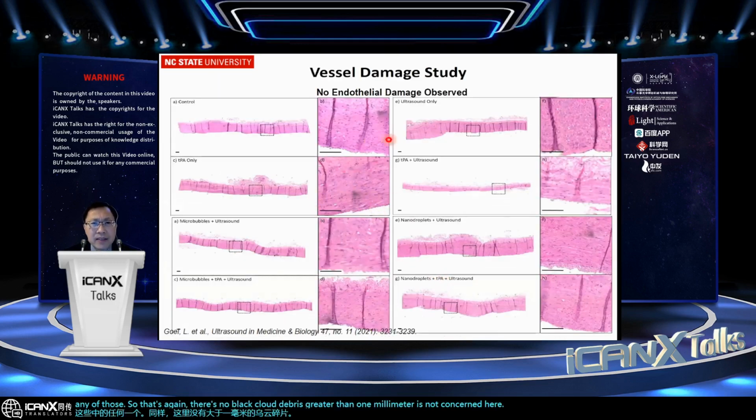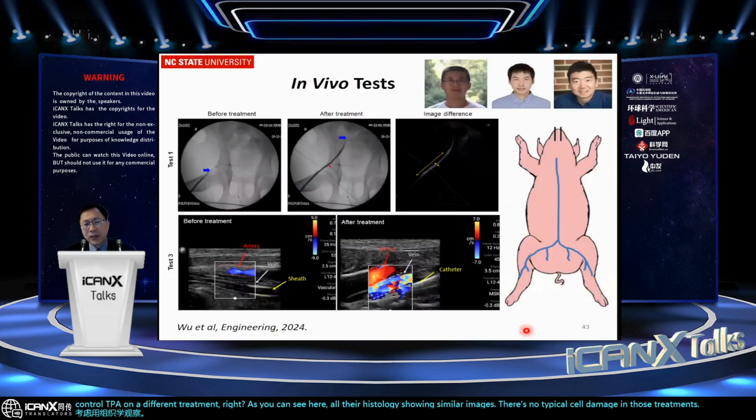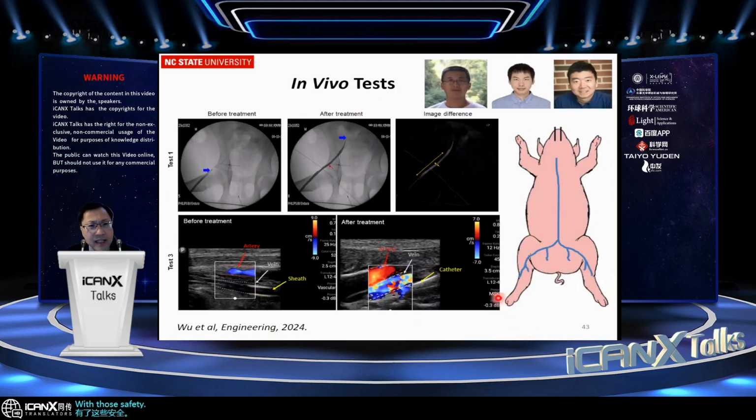And next, we look at the endothelial layer damage. Considering the histology, we look at control, TPA, and a different treatment, right? As you can see here, all their histology shows similar images. There's no typical cell damage in those treatments. So again, that's a really good sign too, with those safety studies, that's mostly ex vivo.